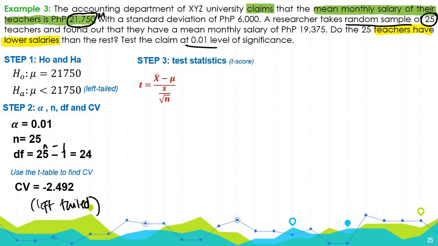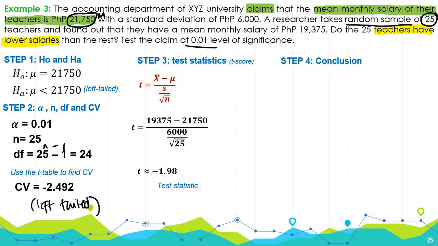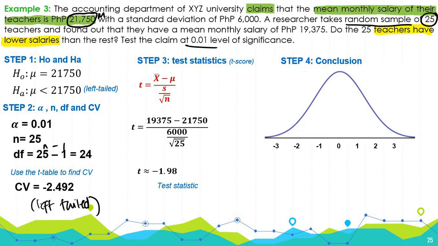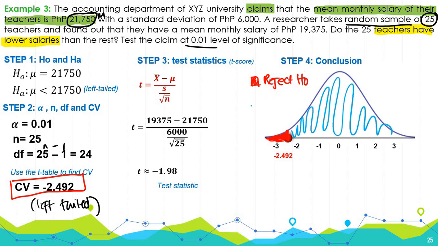So for step 3, plug and chug and solve for t, we'll get negative 1.98. That is our test statistic. And lastly, for the decision, for us to make a conclusion, we graph our critical value, negative 2.492. So we are going to plot it here. It's in between negative 3 and negative 2. Then shade all the region to the left because this is left tail. If our test statistic falls within this region, then we reject H0. Then for coloring purposes, we shade the remaining region of the curve, and this will lead us to the conclusion to accept the null hypothesis.